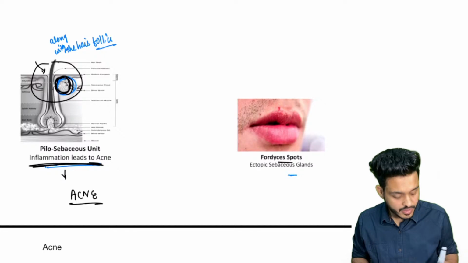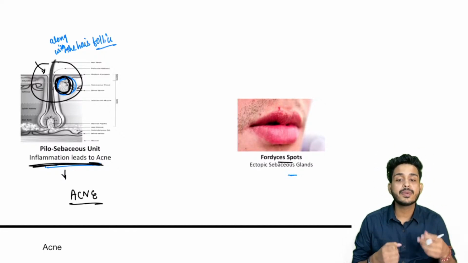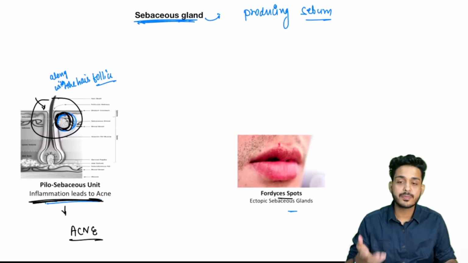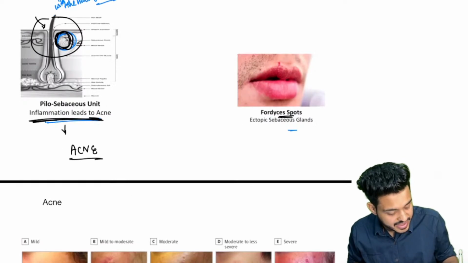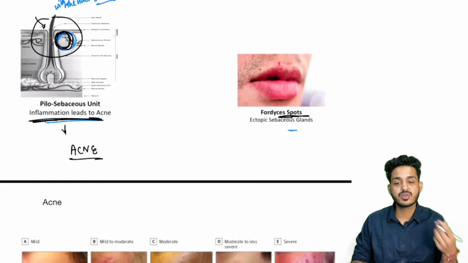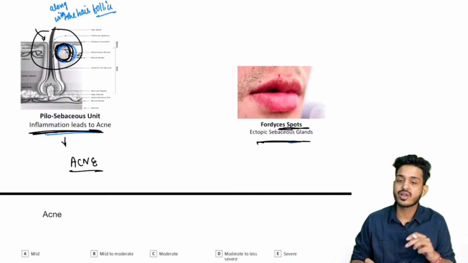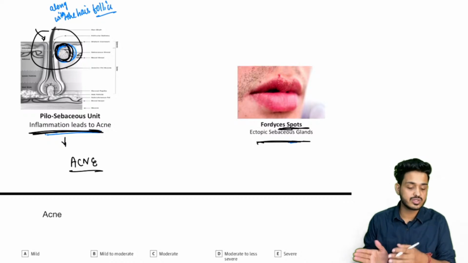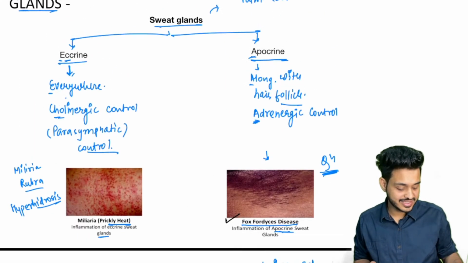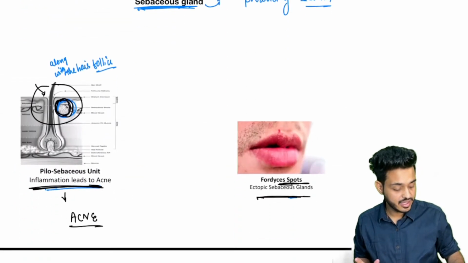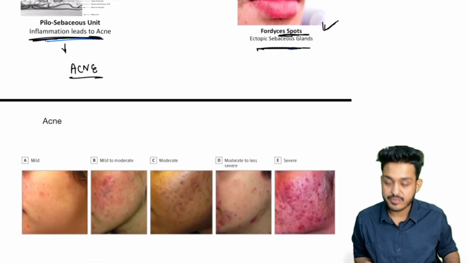Next thing, this is your Fordyce's spots. Fordyce's spots are nothing but ectopic sebaceous glands. Okay, so these are basically ectopic sebaceous glands. We call them Fordyce's spots. Okay, no confusion between Fordyce's spots and Fox-Fordyce disease. Fox-Fordyce disease involves sweat glands, and Fordyce's spots are sebaceous glands. Very important. This is very confusing. You will forget this, right?